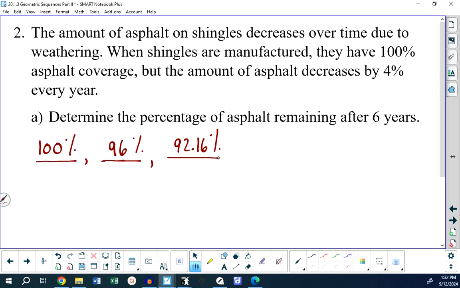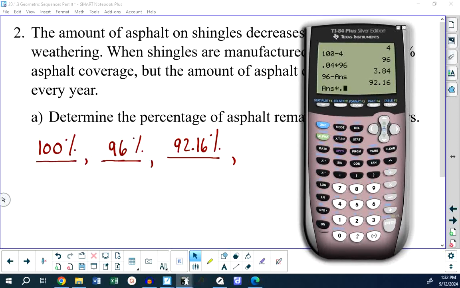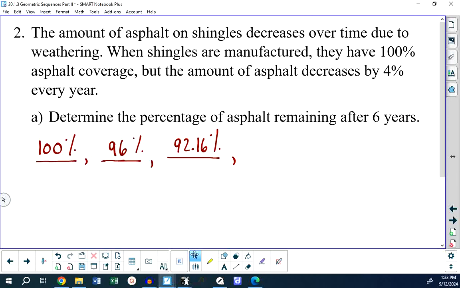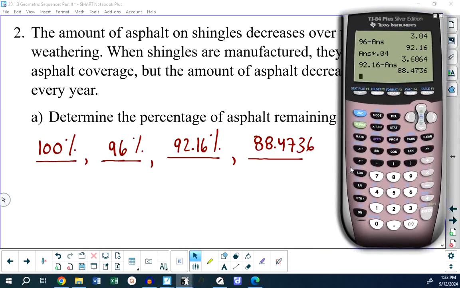We're leading up to something. I want to do one more. And I have a feeling the decimals are going to be quite extensive, but I want to keep them all. So now I'm going to find out what 4% of this is, and I'm going to take it away from the 92.16. 88.4736. Now, you did the calculations hopefully as well as me, so I just want to make sure you're getting the same numbers. We're in agreement on them.